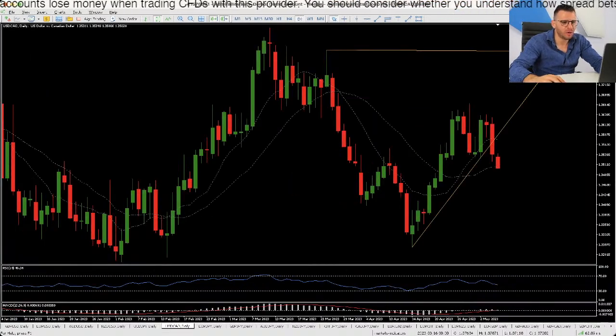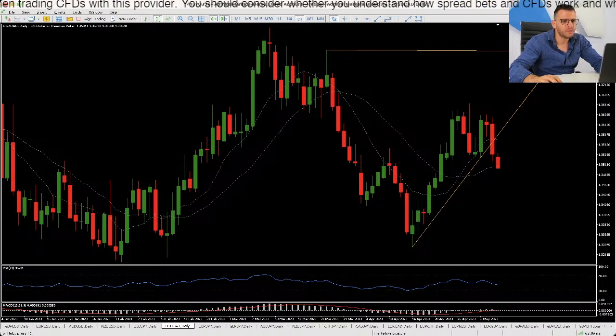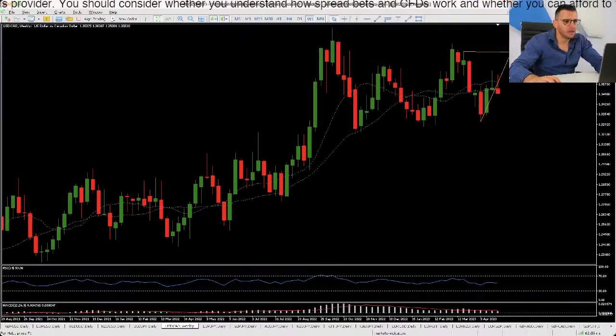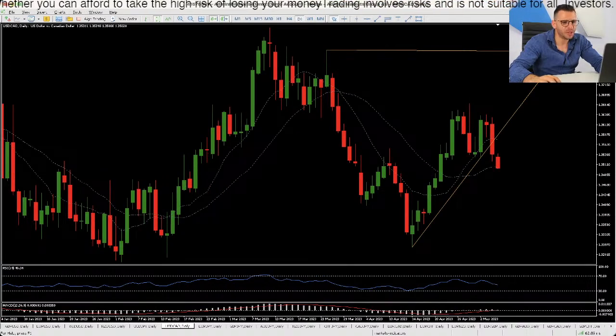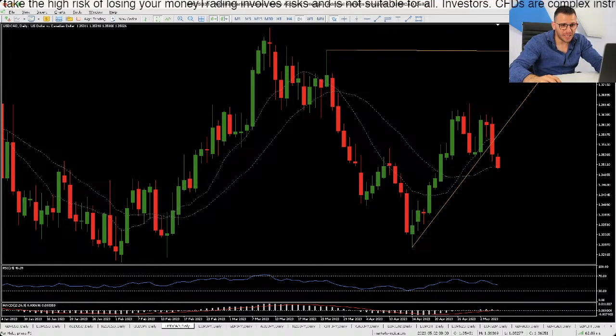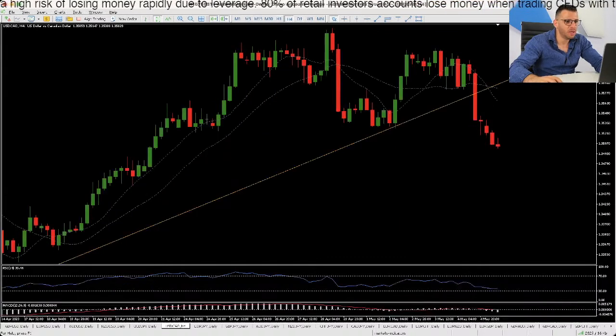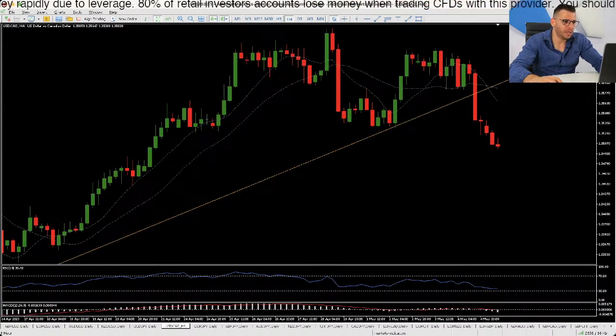USD Canadian dollar. Weekly chart, it has this doji candle. Daily chart, it made a lower low, so lower high, lower low. It broke the structure. I was looking for longs, not anymore. Now, after this lower low, I will be looking to sell it.